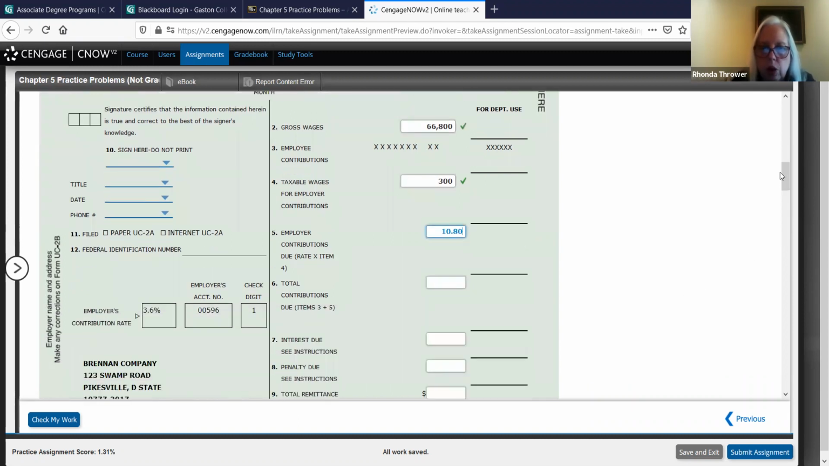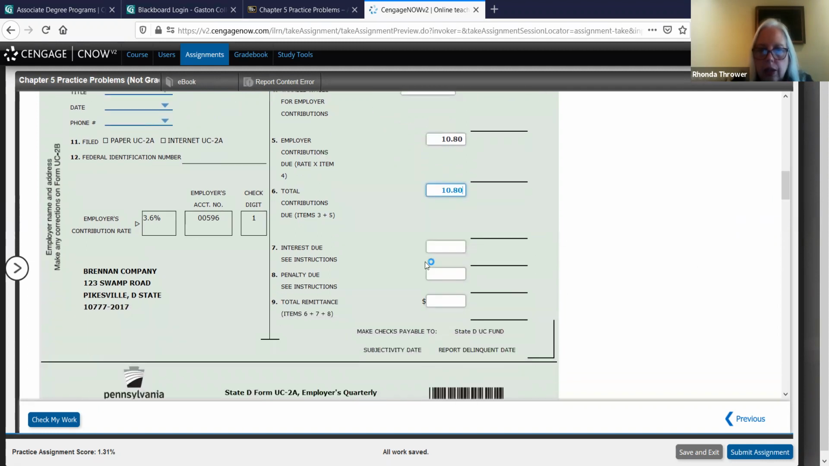That was the state taxes that were owed. The total contributions then is line 3 and line 5, which is still $10.80. And they paid on time, so there was no interest or penalty. The total remittance is $10.80.